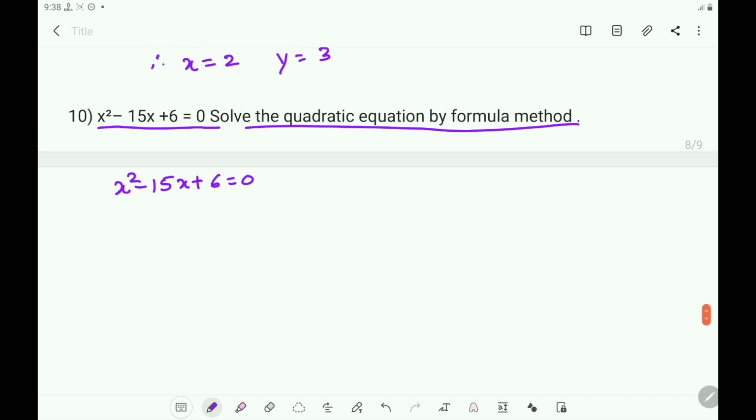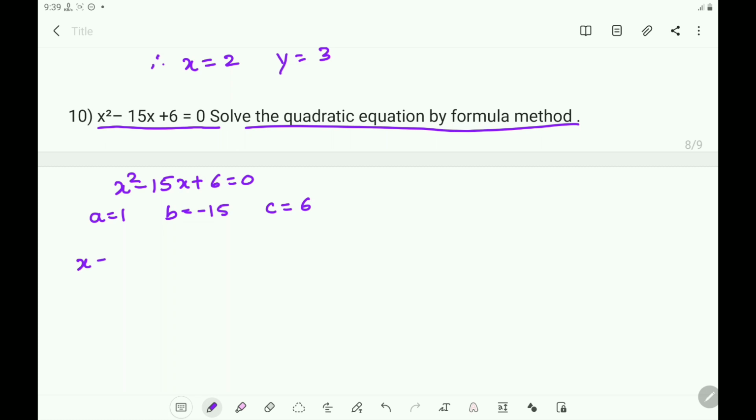In the first step, you must write the values of the coefficients: a means the coefficient of x square. So what is the coefficient of x square here? 1. So you write a equals 1. b is the coefficient of x, that is minus 15. Then c is the constant, that is 6. This is the 6. c equals 6.